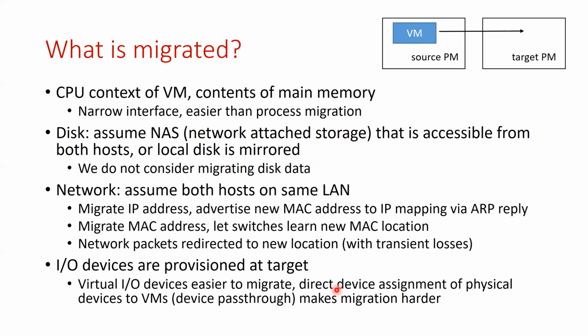Whenever you have direct device assignment or device passthrough, for example SRIOV, if a VM is directly bound to a physical device or a slice of a physical device, in such cases, migration is a little bit harder because you have to change the configuration of the underlying physical device. For example, if you have an SRIOV NIC here, and this VM was given one VF, you might have to find another VF for it at the target location, right? So that makes it a little bit harder. But otherwise, if you're just using virtual IO devices and IO by emulation, this migration of IO devices is not a big problem.